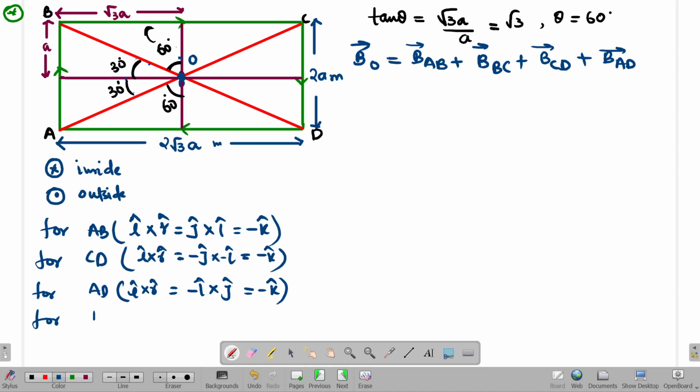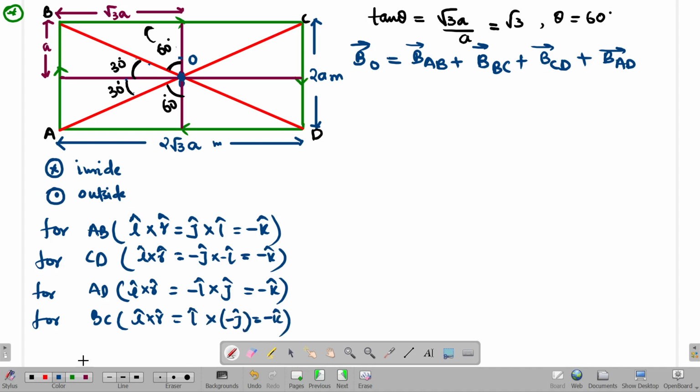Similarly, for BC, L cap cross R cap is equal to what? L cap is in the I cap direction, but R cap is minus J cap or not? So this is once again minus K cap. Are you able to get me?